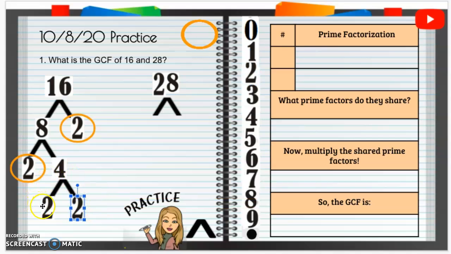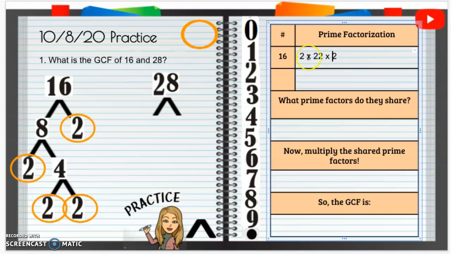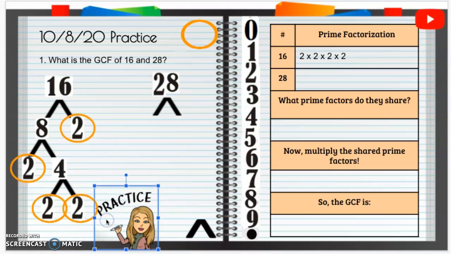All right, so is 2 a prime number? Yes, it is. Now, everything that's circled is going to be included in our prime factorization. So for 16, the prime factorization, we have 2, another 2, another 2, and another 2. Make sure we put them in order from least to greatest, which is what we did, and we multiply them. Now we need to figure out the prime factorization, or the factor tree, of 28.